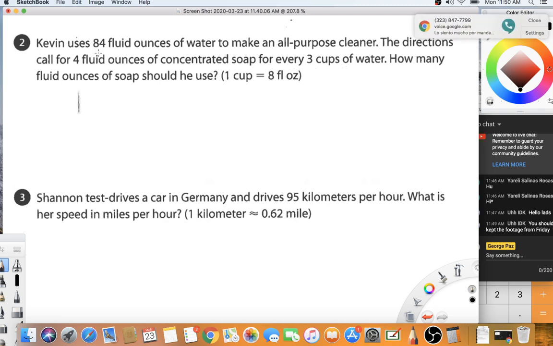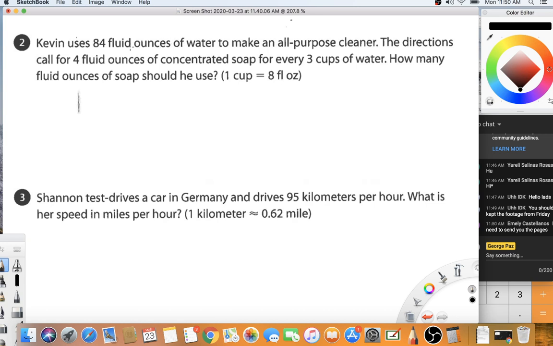It says that Kevin uses 84 fluid ounces of water to make an all-purpose cleaner. So we need to get from 3 cups of water to 84 fluid ounces of water, and when we find that, we'll find out how many fluid ounces of soap. I know it sounds confusing right now, because this one says fluid ounces and this one says cups. So let's change everything to one measurement. This is fluid ounces, this is fluid ounces, and this is 3 cups of water.